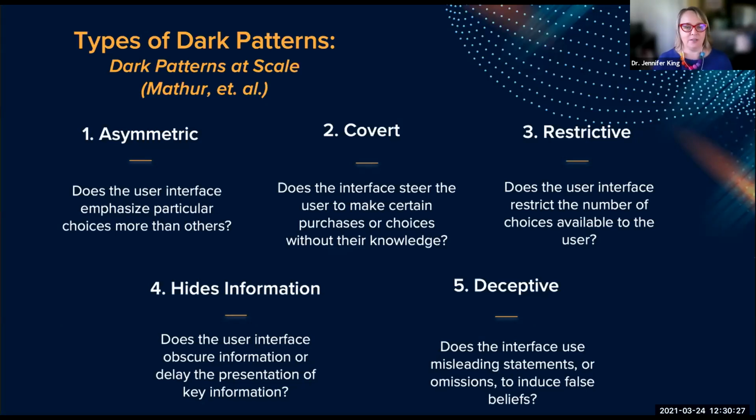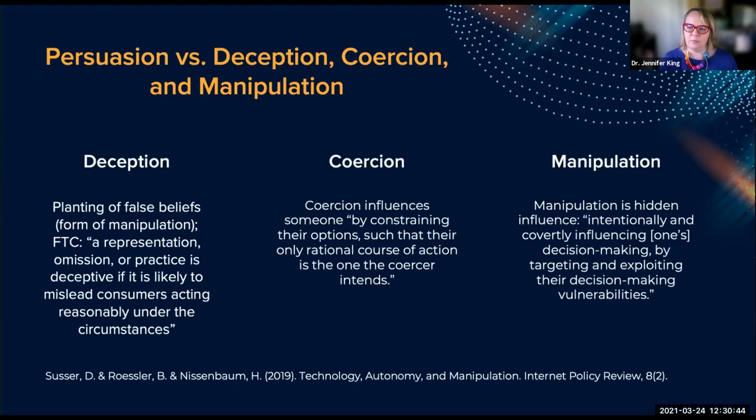Deception: are we actually planting false beliefs? Are we misleading people? Are we just saying things that aren't true? I found this framework very helpful in trying to think through what the dark patterns are, how they work, and what types and categories they fall into. All right. Before we go through some examples, I want to dive a little bit deeper into the differences between persuasion, deception, coercion, and manipulation, because I think this is a really key area for understanding how they work and what's wrong with them.